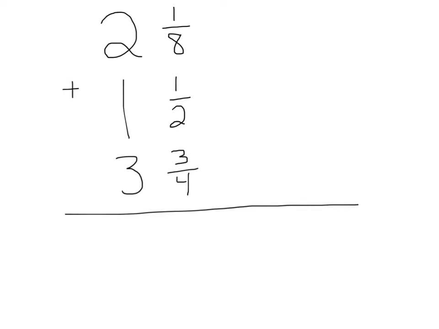So we're going to add 2 1/8 plus 1 1/2 plus 3 3/4. And hopefully you know what to do first. We have to find a common denominator. I have to think of a number that 8, 2, and 4 all divide into. They all divide into 8. So that's going to be my common denominator here, 8.